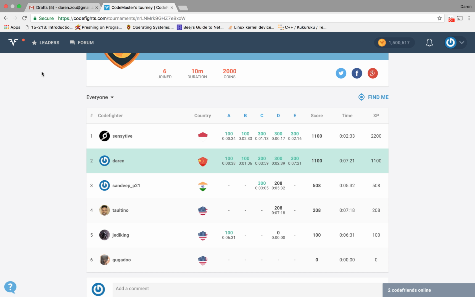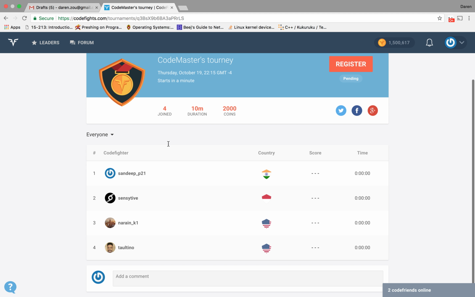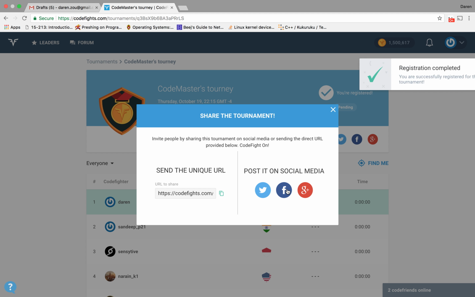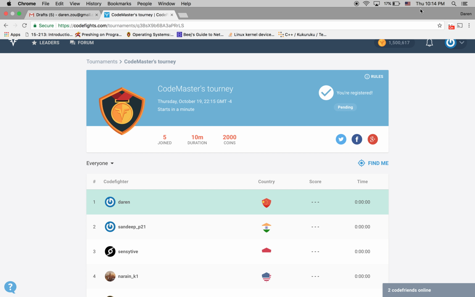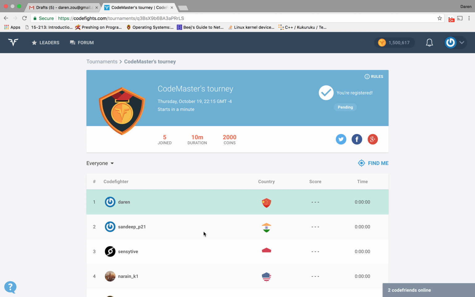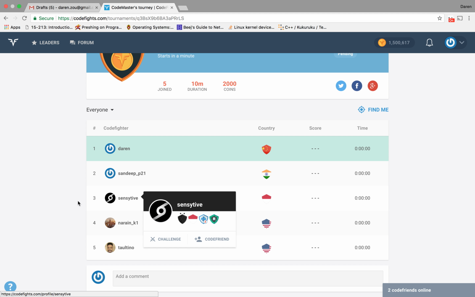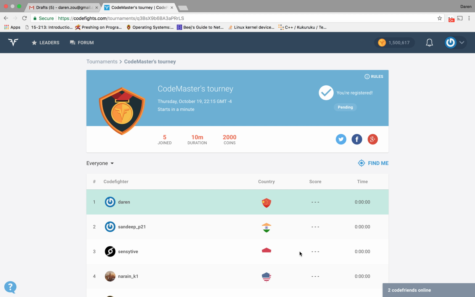Let's see. We can try another one. Sensitive is here again, contending with us for the experience and the points from this tournament. He's from Indonesia, so right now it's 10:15 p.m. U.S. Eastern Time, so it's early Friday morning in Indonesia, and he's getting some coding practice in. He's pretty dedicated, I would say.